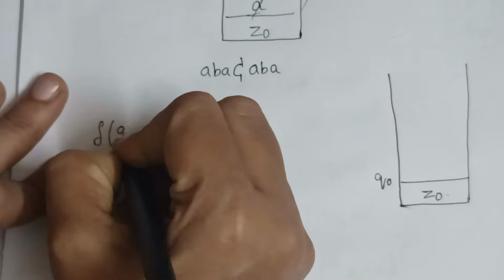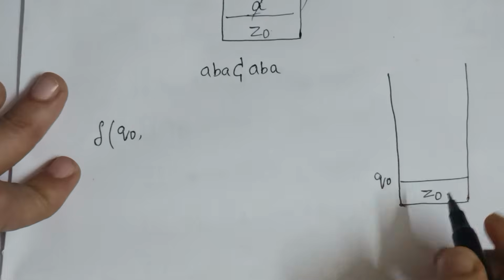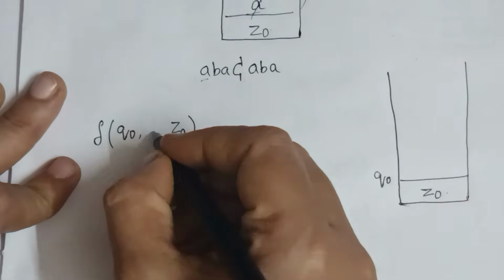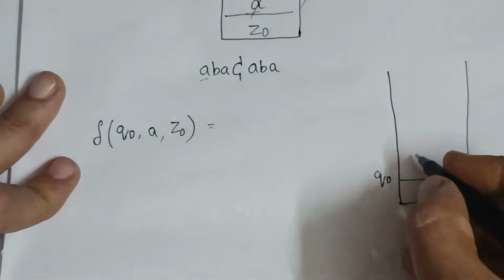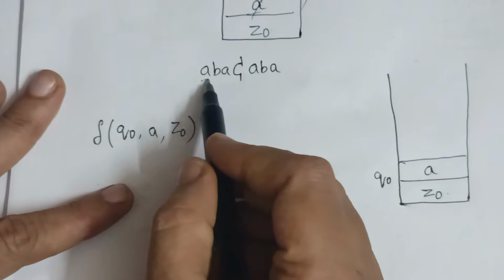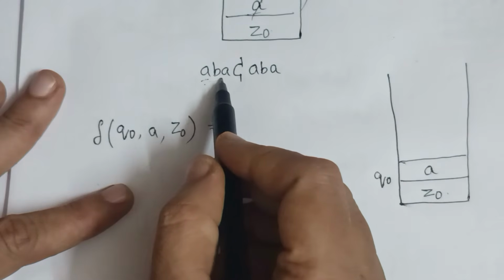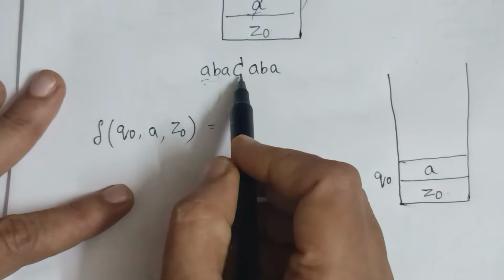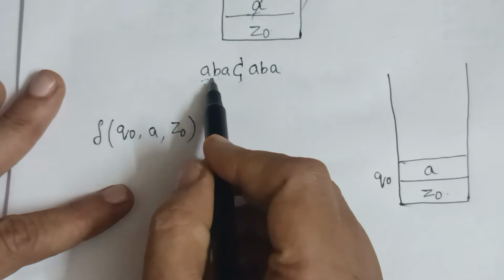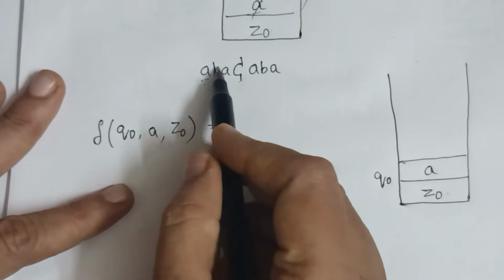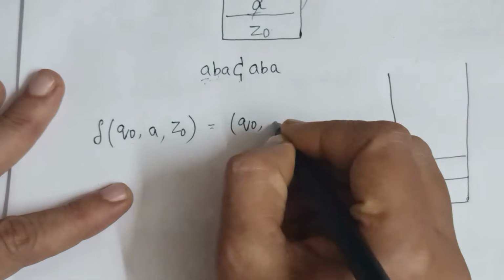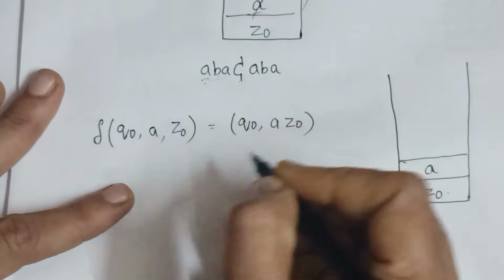Delta of Q0. Now what is the top of the stack? Z0 is the top of the stack. Now I want to push the symbol A. If I push A, the state shouldn't change, because whatever input symbols we read, we just push into the stack until we encounter the capital C, which says the end of the string. All the input symbols need to be pushed. So first A is pushed, state will be the same, Q0, A, Z0.